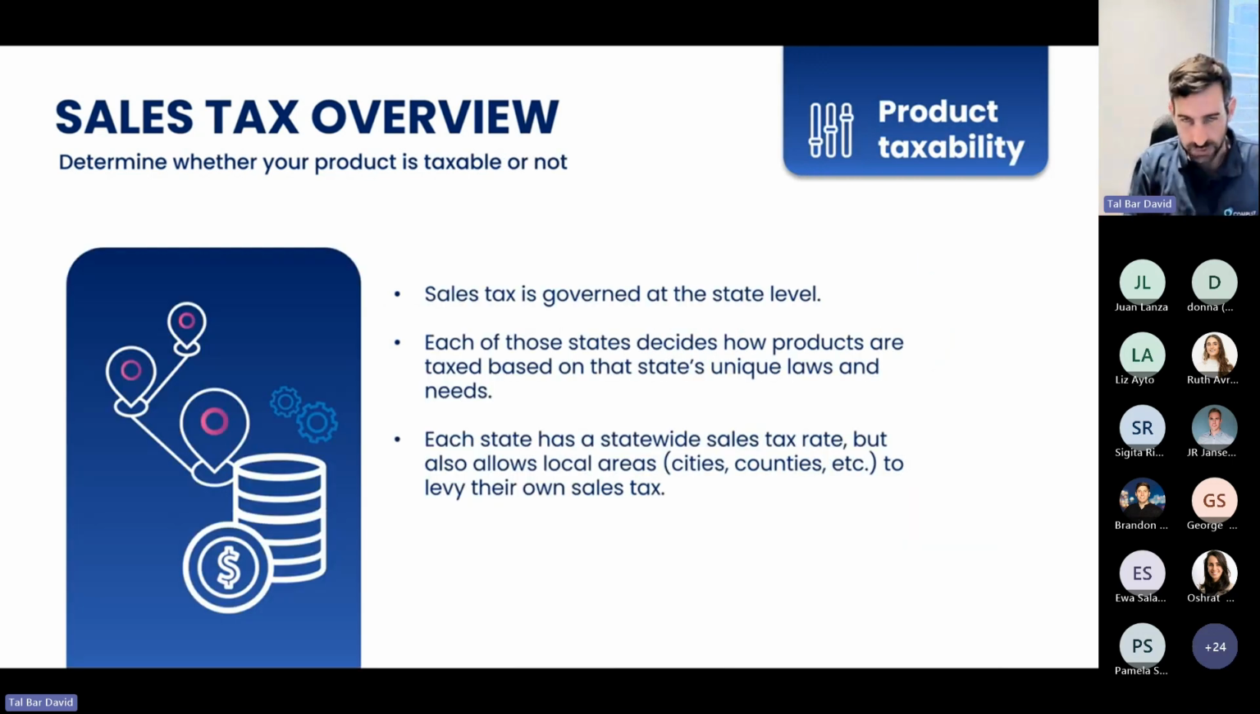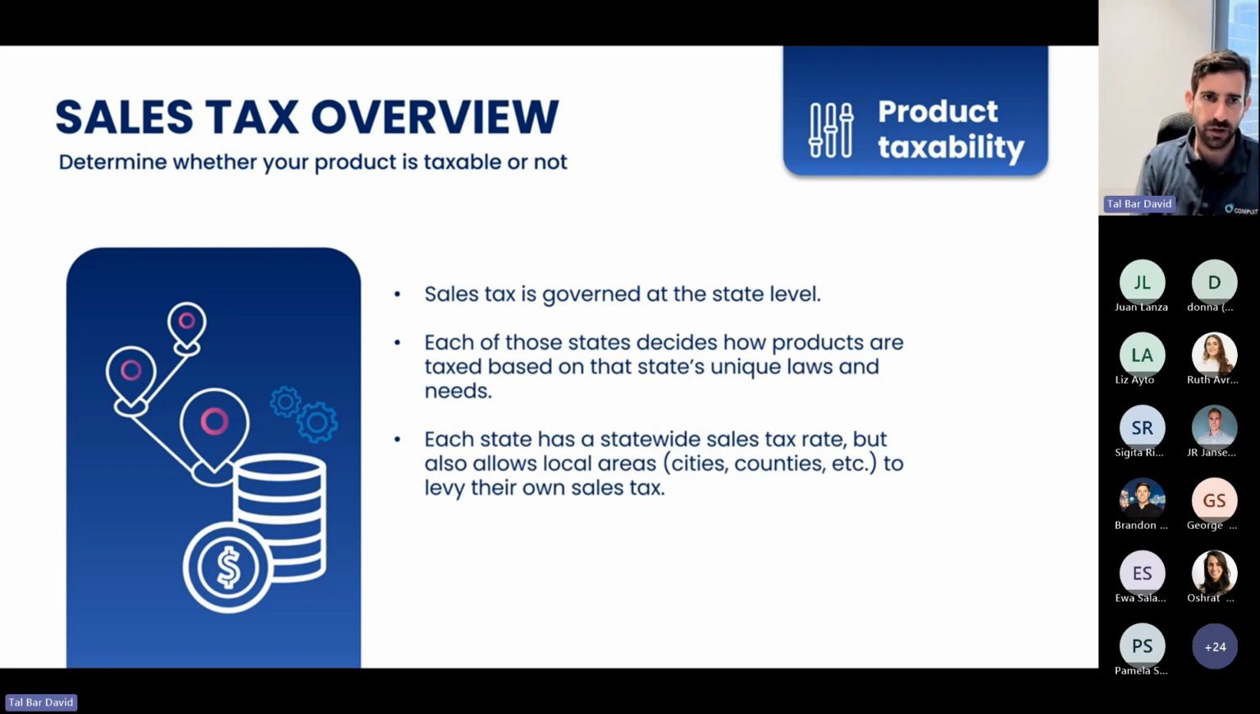So this is nexus. We'll summarize things later on. Now, the product taxability. Product taxability and service taxability is an issue because every state wants to encourage different types of businesses, so they can play around the taxability. It can be changed along the way, but each state decides how products are taxed based on their unique laws and needs.